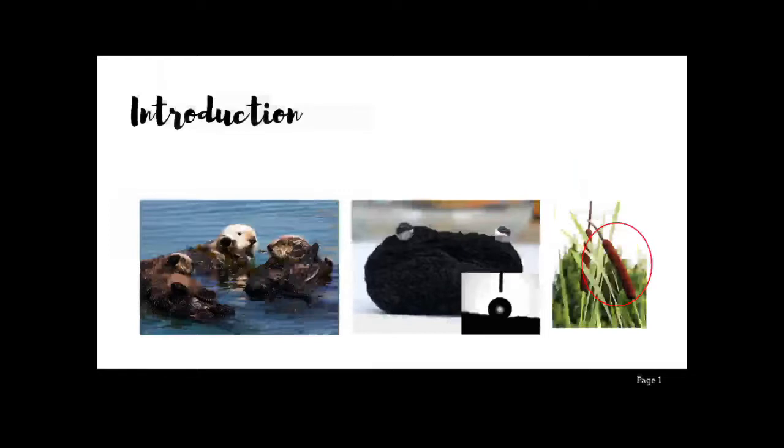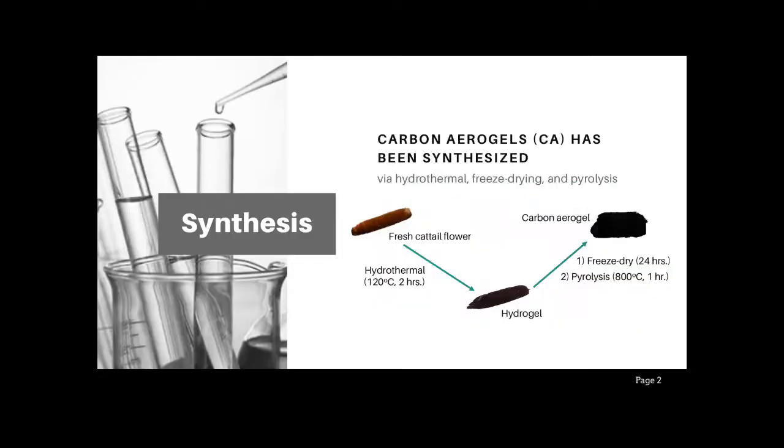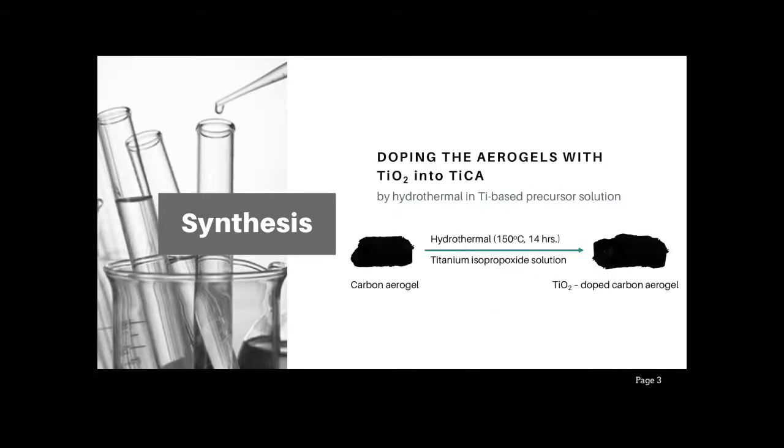To relieve this problem, we propose the organic adsorbent from carbon aerogel, which has high porosity and hydrophobicity, from cattail flowers. In order to create the aerogel, we start with putting the flower into a hydrothermal process at 120 degrees Celsius for 2 hours. After that, the sample is freeze-dried for another 24 hours before pyrolyzing it at 800 degrees Celsius. Alternatively, we dope the final product with hydrothermal for 14 hours again, but this time, titanium dioxide precursor solution is used instead.